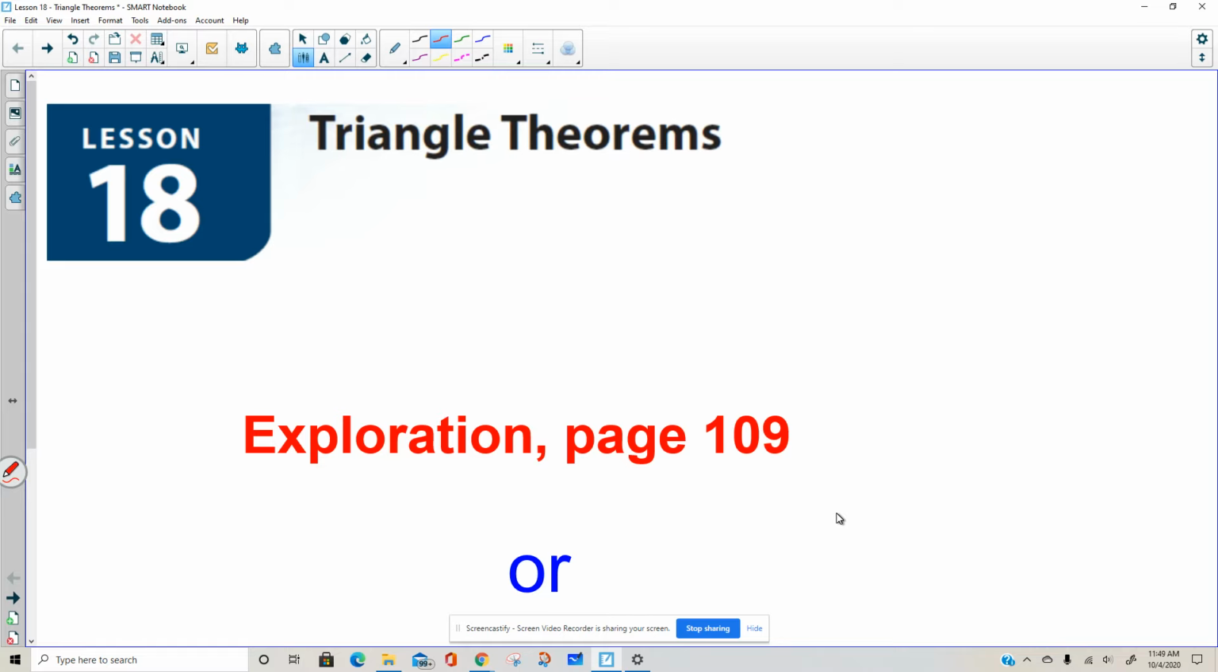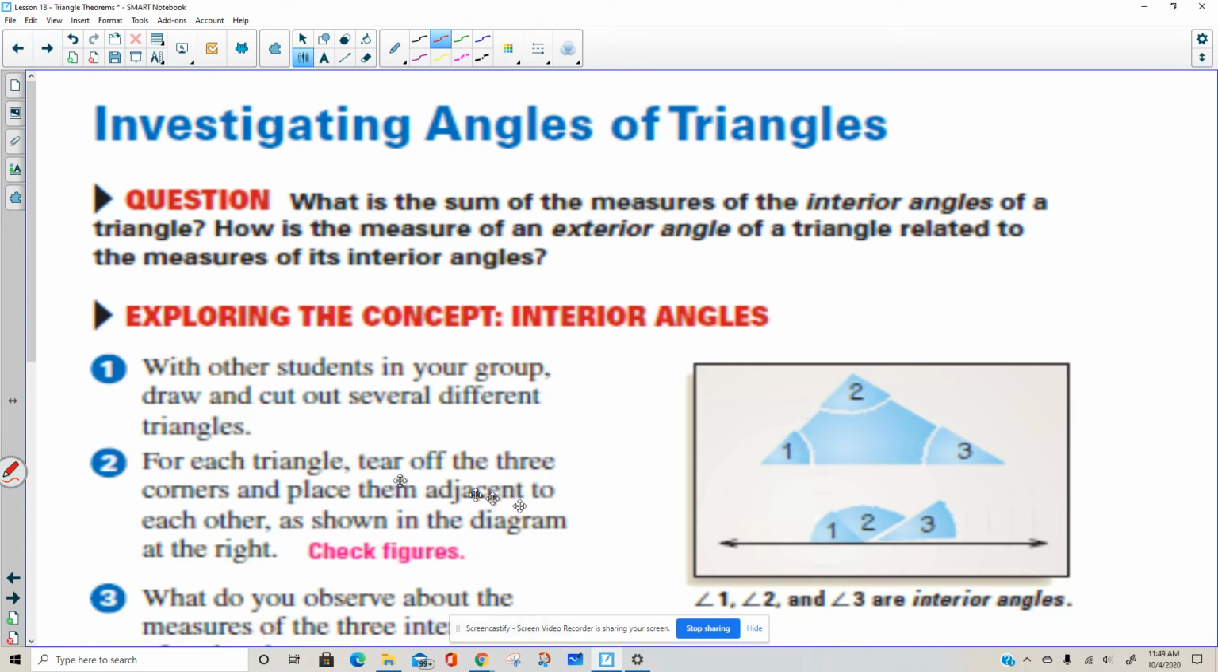Geometry Lesson 18, Triangle Theorems. We're going to start by looking at an exploration that's in your book on page 109. So let's just pretend like we're doing this and we have a paper triangle in front of us.